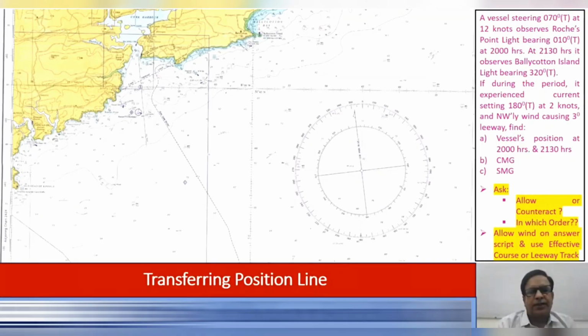So let us see it practically now in this question. Now the base question remains the same. The only thing is we have the current as well as the wind both acting in the area now. So we will be plotting using both of them.